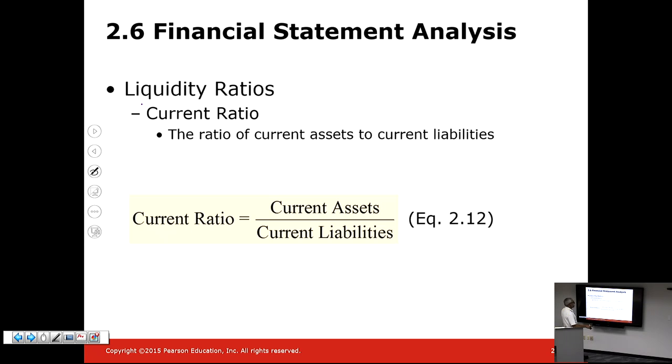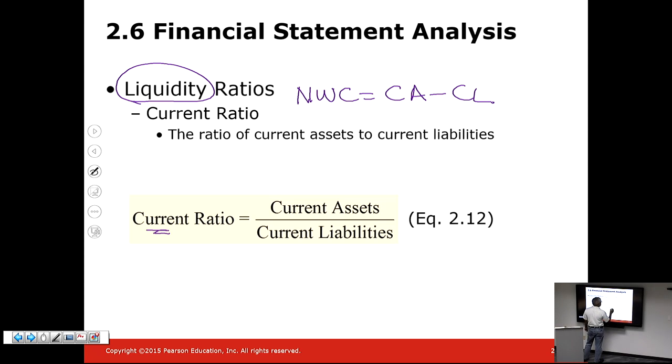Then we have a set of ratios that give us a measure of liquidity. Liquidity essentially indicates for us how much money the company has to service its debt. So you can calculate the current ratio. As you already know, net working capital is current assets minus current liabilities. What I'm doing over here is taking that as a ratio, current assets over current liabilities, and I'm just calculating that.